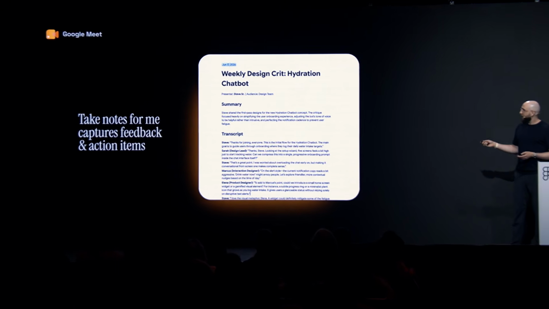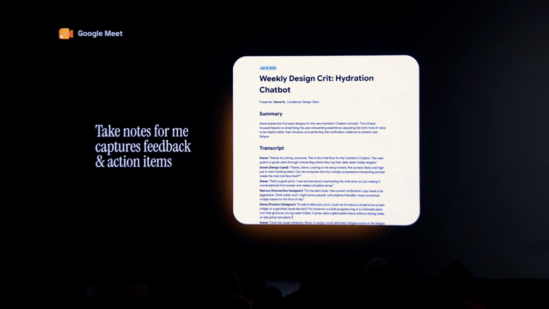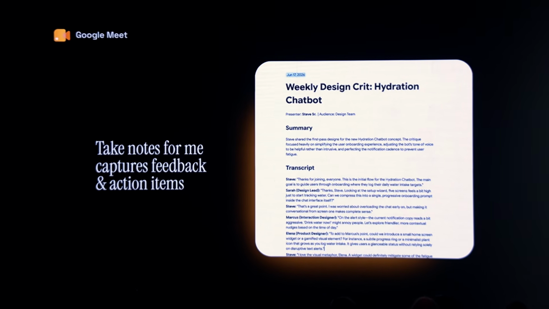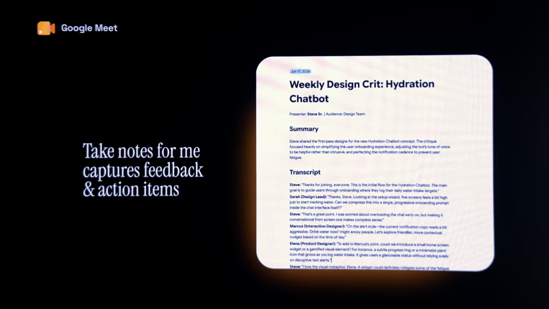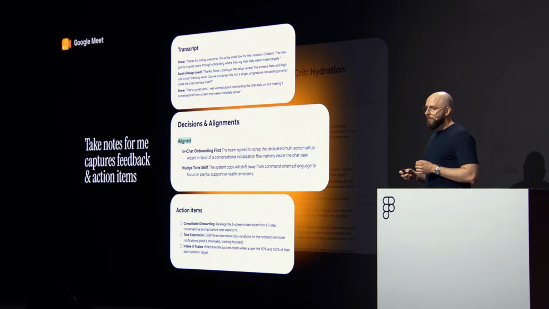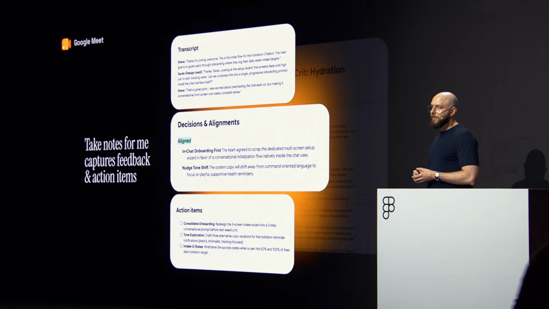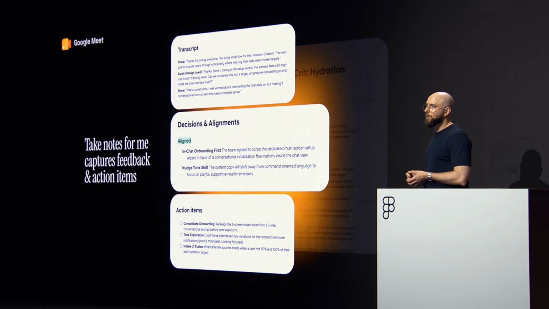Now, as I'm sure you've gathered by now, Steve is an absolute pro. He's not distracting himself with taking notes because he knows that the Take Notes for Me feature in Meet is going to capture all of that feedback from the meeting automatically. So when crit wraps up, he's able to review that entire transcript, which highlights critical points of the discussion, documents decisions and alignments that were made, and flags explicit action items that he needs to close before next week's crit.